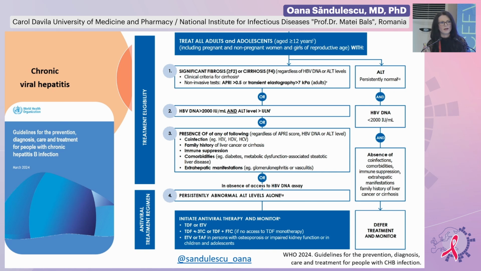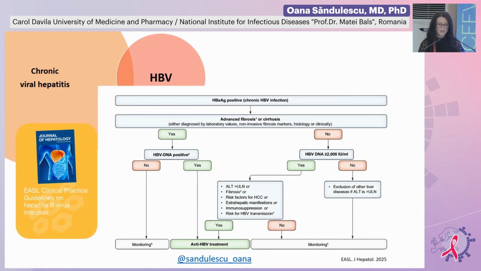And again, in the absence of access to HBV DNA, because we know that access to testing is different in different regions, in the absence of viral load, it's enough to just check the ALT levels, and if they're persistently high, that is, again, an indication for treatment. And this is similar to the EASL guidelines, where there's the same algorithm stating that you should check for liver disease, you should check for fibrosis, you should check for viral load.